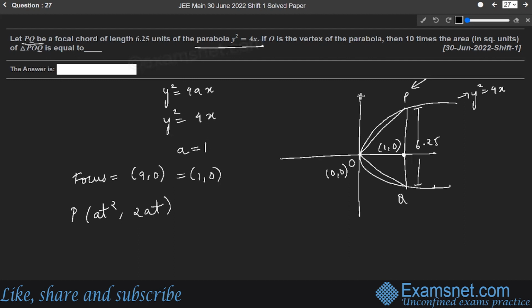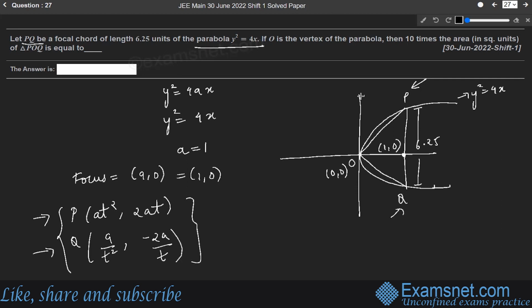And if we talk about another extremity, which is Q, then the coordinates of Q will be a upon t square and minus 2a upon t. So this is a very basic thing that you have to remember for a focal chord. These are the coordinates for a focal chord. So the coordinates of P are at square comma 2at, and the coordinates of Q are a upon t square and minus 2a upon t.